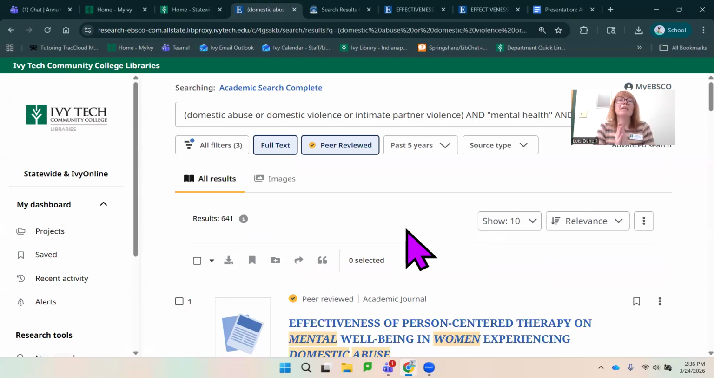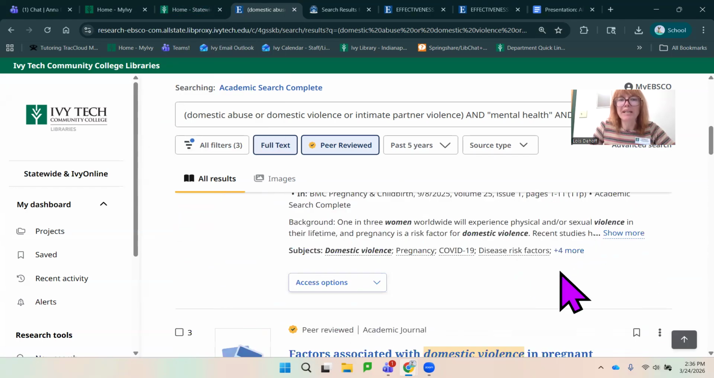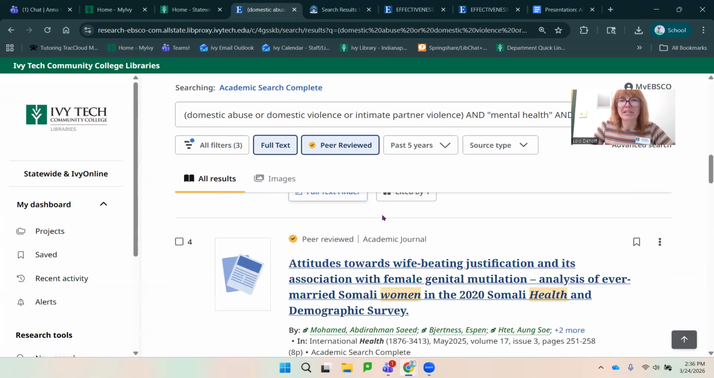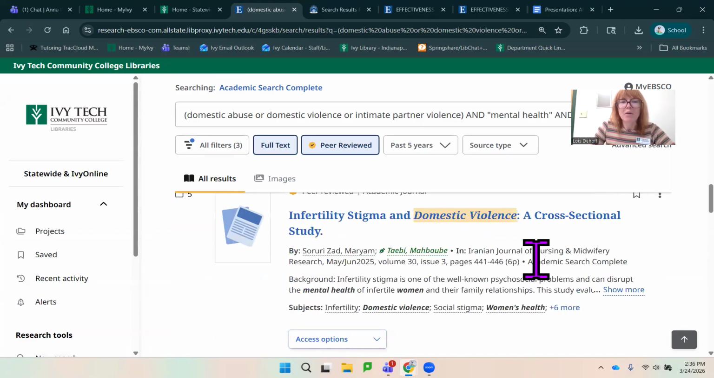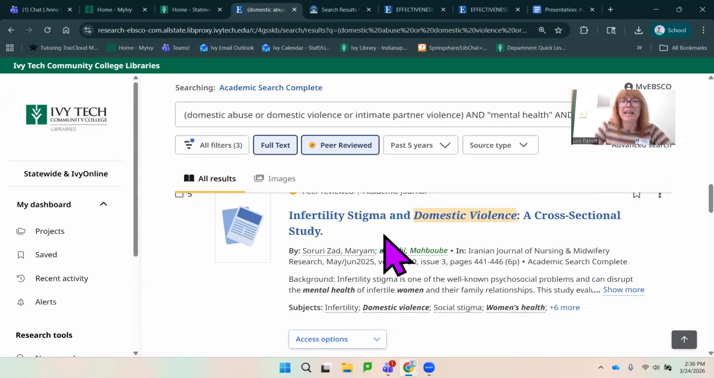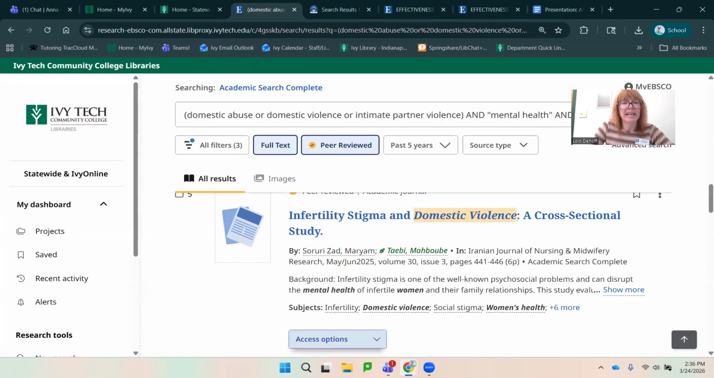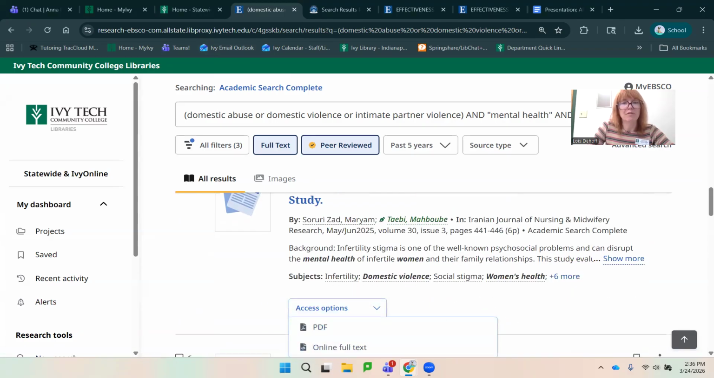But sometimes people like to start off with smaller so they're not so overwhelmed. But either way, I do either thing. A lot of times when I'm choosing, and again, as I'm scrolling down here, you can see if I wanted to access any of these, you can see this cited by. Say I wanted to look at this, infertility, stigma, and domestic violence. If I was interested in any of these articles, I could look at a PDF, online full text.